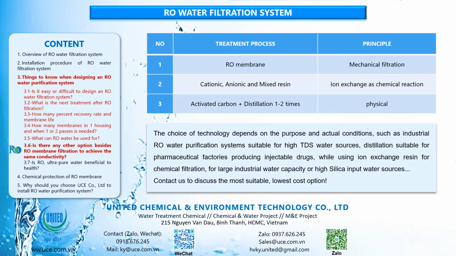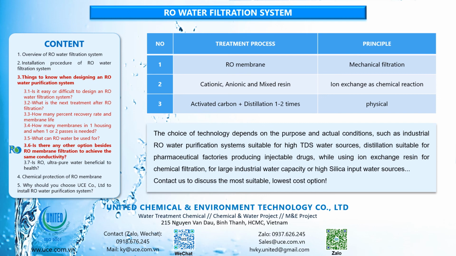Number 1. Treatment process: RO membrane. Principle: mechanical filtration. Number 2. Treatment process: cationic, anionic and mixed resin. Principle: ion exchange as chemical reaction. Number 3. Treatment process: activated carbon plus distillation 1 to 2 times.